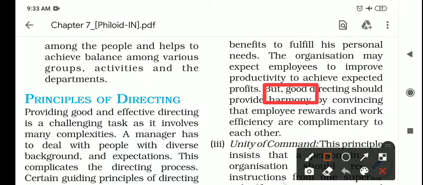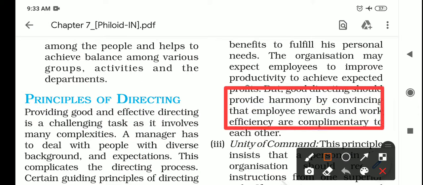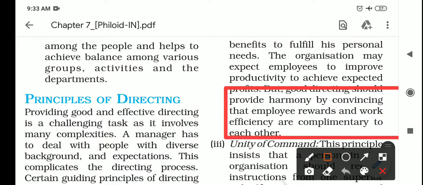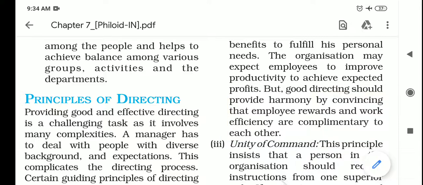good directing should ensure. Good directing should ensure to provide harmony by convincing that employee rewards and work efficiency are complementary to each other. So this you can note down.